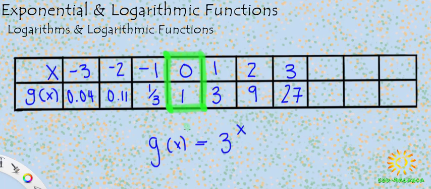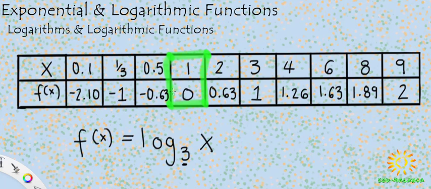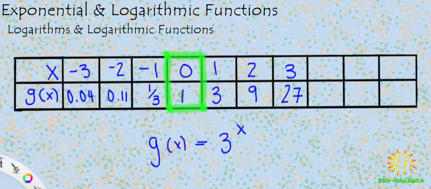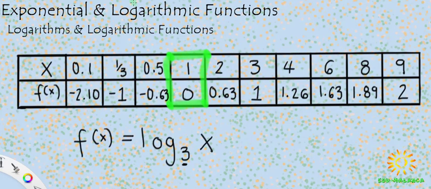It looks like we're swapping the values of x and y between the graphs. 1, 0, 0, 1. Let's use another set of points to check this. We're going to use the values 2 and 9 over here. When x is 2 for g of x, your y is 9. Let's check what happens with f of x. With f of x, when x is 9, your y is 2. Yes, we are swapping the values of x and y.